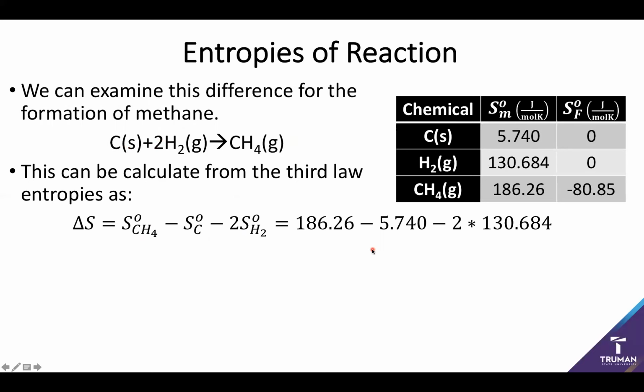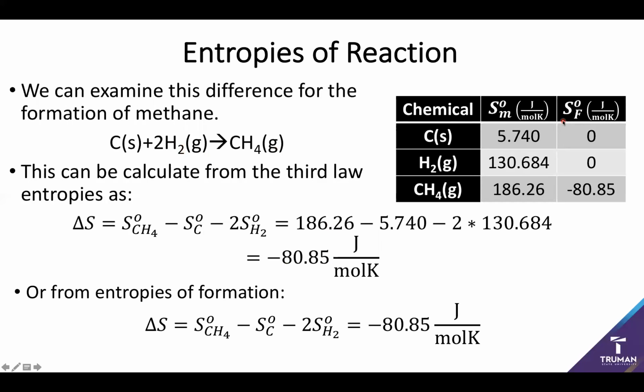And so when we go ahead and put this all together, we get an entropy of reaction of negative 80.85. Not too surprisingly, as I go from 1 solid and 2 gas molecules to 1 gas molecule, I see a significant loss of entropy for this reaction, meaning that for this reaction to become favored, the reaction has to be very exothermic. In other words, it has to highly disorder its surroundings.